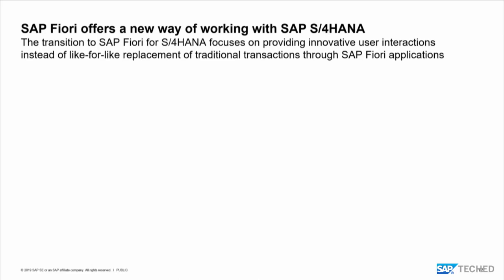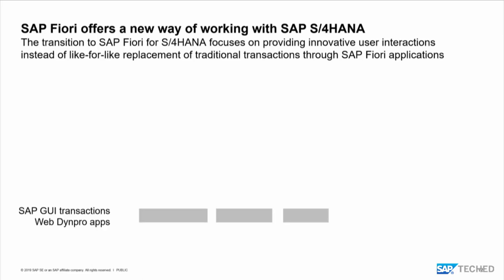So therefore, how does it look? If you just take as an example three classical UIs, so GUI transactions, WebDynpro applications, which you know. When we are building Fiori apps, the first thing we do is look at roles, because Fiori is a role-based approach. So you need to understand the role of a user, and then also understand the use cases of this user.